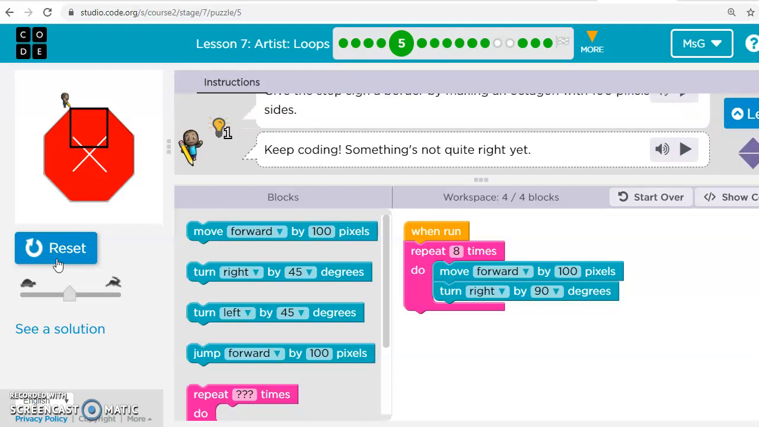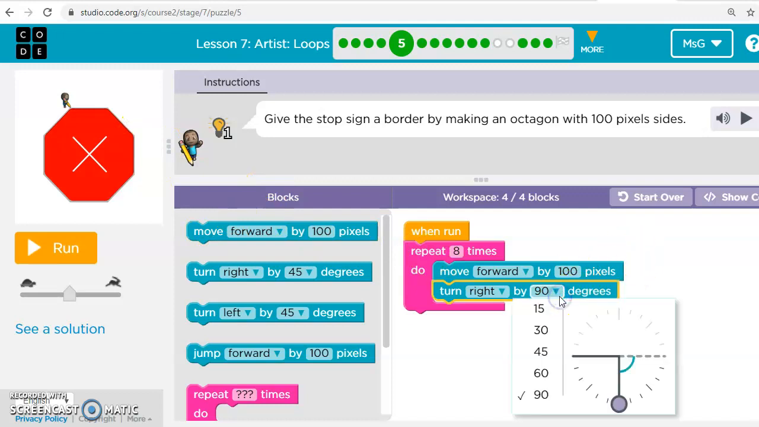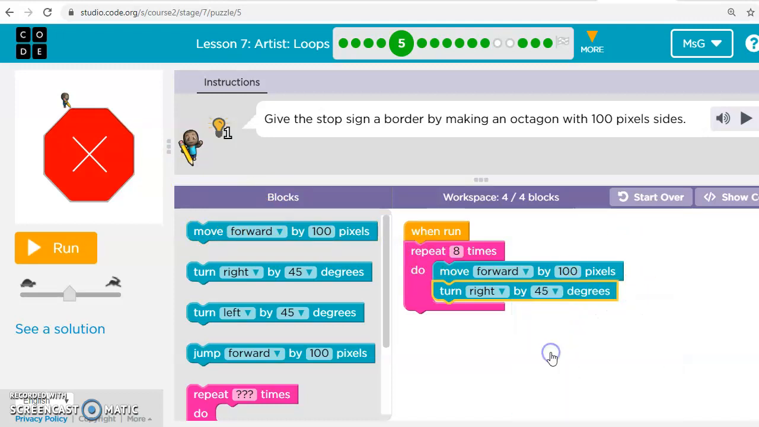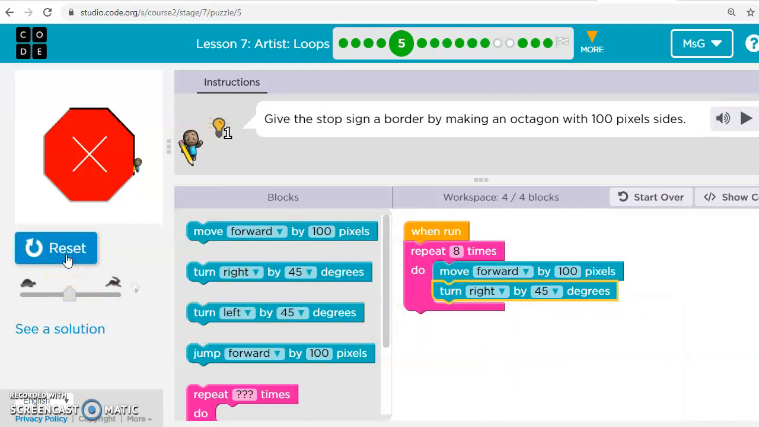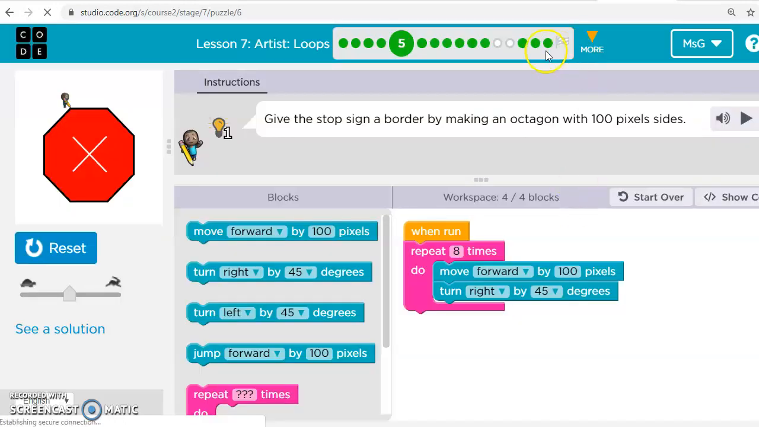That did not work. That drew 2 squares over top of each other. So we want to try a turn right by 45 degrees for our octagon. Awesome. So letter B is the answer for puzzle 2.